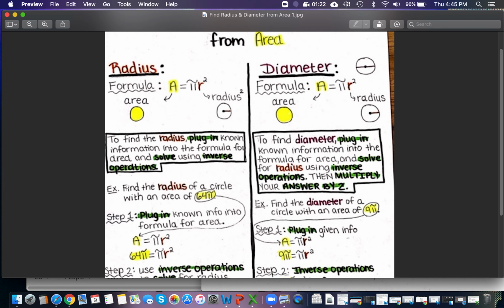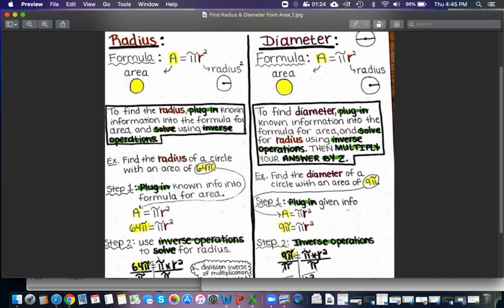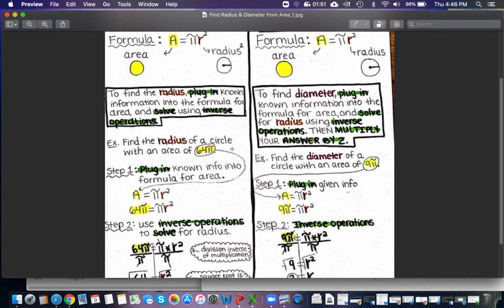So for an example, we have find the radius of a circle with an area of 64 pi. So my step one is going to be plug in the known information. In this case, the known information is the area. So I'm going to plug in 64 pi into my formula here. So instead of area equals pi r squared, I'm going to have 64 pi equals pi r squared.